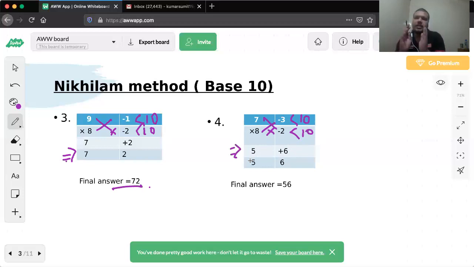We merge the LHS and RHS, and our final answer is what, guys? 56. It is that easy, guys. You don't need to worry about anything. Now let's see another method of how this works.